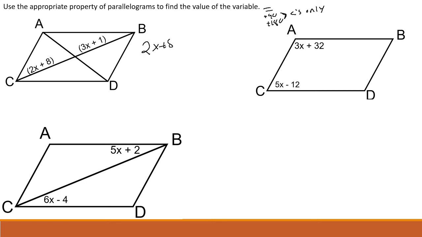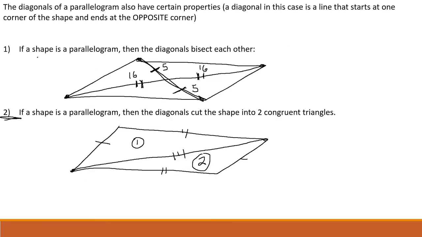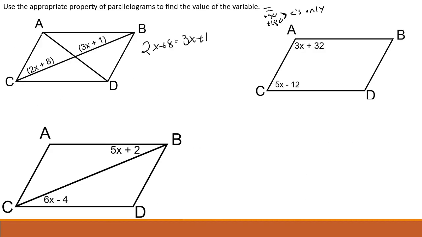And the reason that we know that 2x plus 8 is equal to 3x plus 1 is because one of our properties is that the diagonals bisect each other. So the diagonals cut each other in half, which means that this diagonal right here, AD, is going to cut this diagonal right here, CB, in half. So this segment is going to be the same length as that segment. So then we can just solve this here. Subtract 2x, subtract 1, and we get 7 is equal to x. So again, diagonals cutting each other in half is going to be a property that we're going to use a lot in the algebra style of this section, so make sure that we don't forget that.